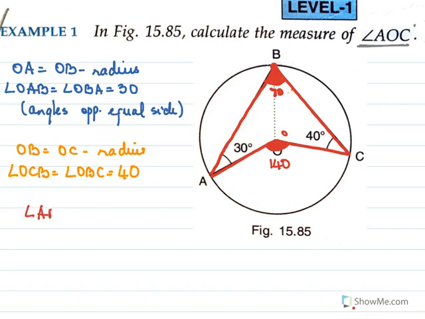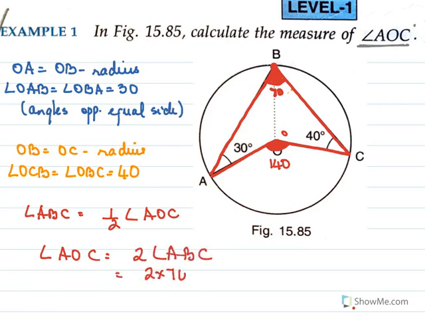So we have angle ABC is half of angle AOC. Here we have to find angle AOC. So I can say angle AOC is 2 times angle ABC. That is 2 times of 70, which is 140. So angle AOC is 140. It's like what we did earlier. If you remember, here we said if this is x, this becomes 2x. So if this is 70, this will be double of it, 140.